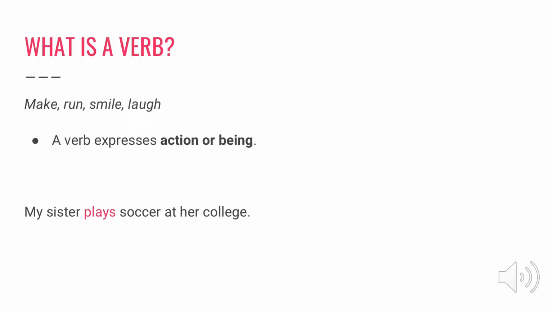Verbs are words that express action or being. Some examples of verbs are make, run, smile, and laugh. And the usage of a verb in a sentence is my sister plays soccer at her college. Verbs are the main part of a sentence, and every sentence will have at least one verb. Verbs show past tense and present tense. For example, when we say the cat sleeps, we're talking in present tense, and when we say the cat slept, we're talking in past tense.